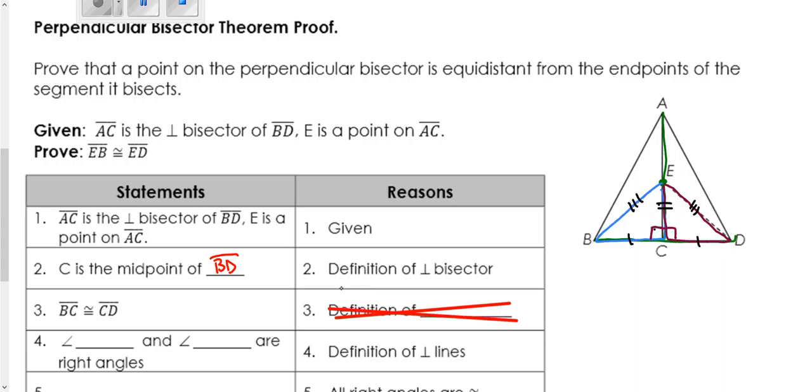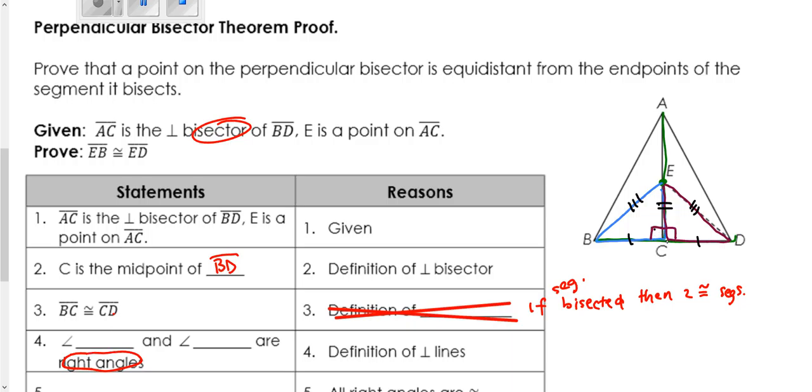And then we can kind of fill in here. This segment BC is congruent to CD, and the reason is if a segment is bisected, then two congruent segments. That comes from the fact that it was a perpendicular bisector. And then notice here that it's saying right angles. So find in here your right angles.